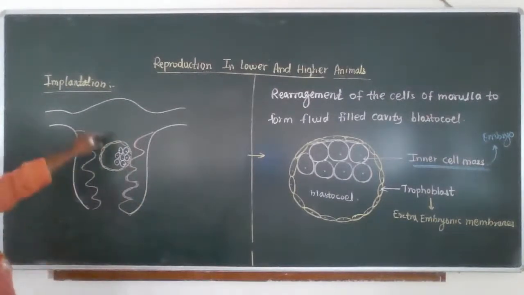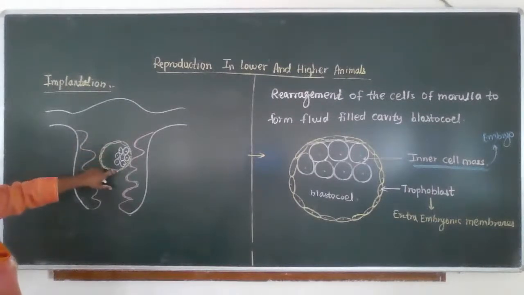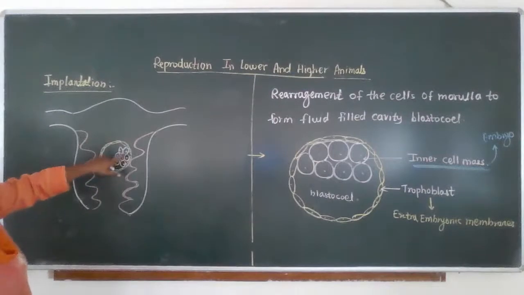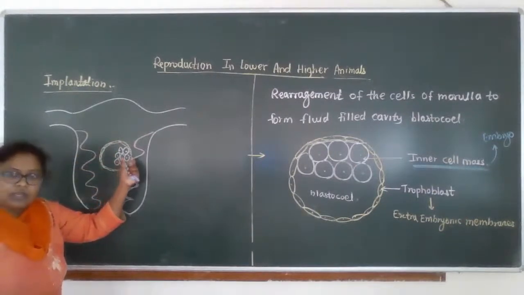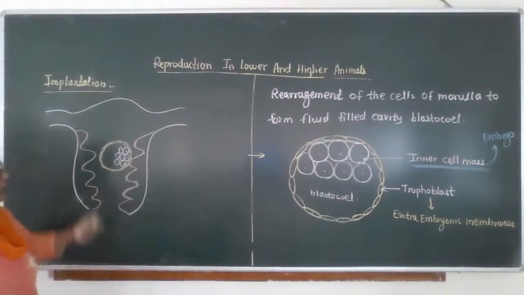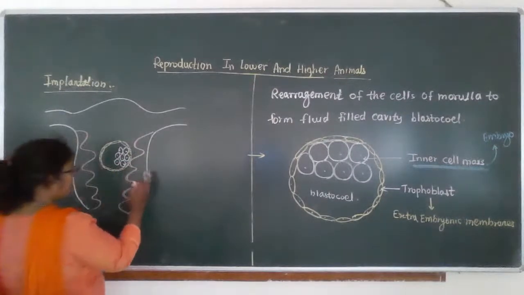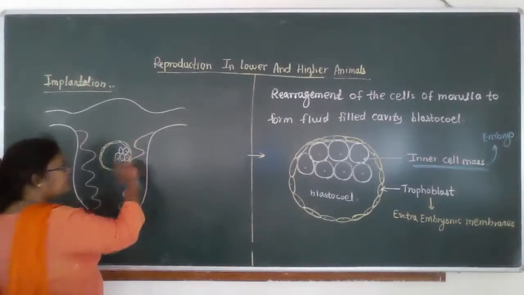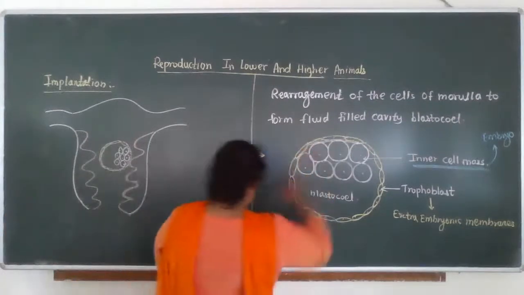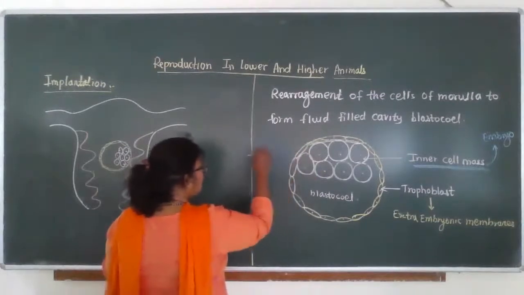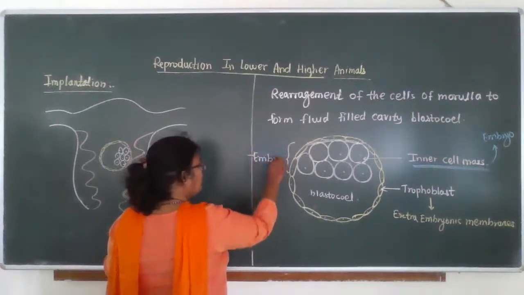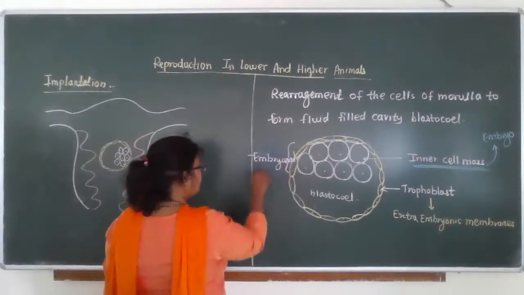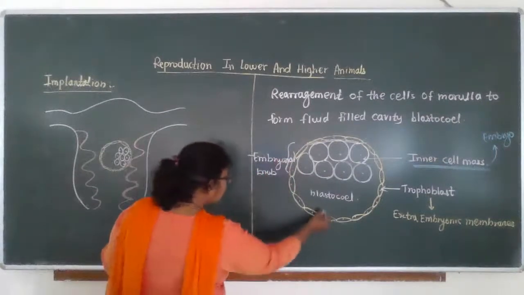So what happens during implantation? During implantation, this blastocyst, now we can say it as a blastocyst, comes in contact with the endometrium. Okay, so 7 to 10 days. In that, this site is called as an embryonal knob site.